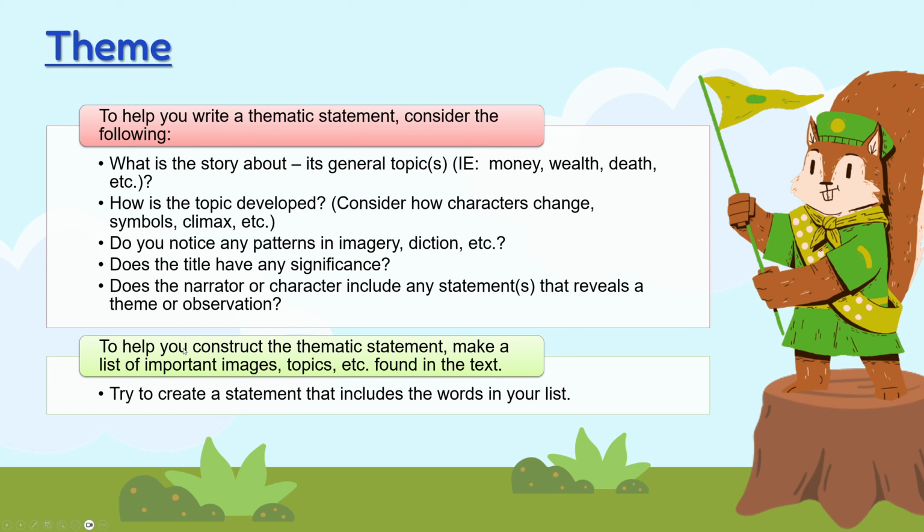To help you construct the thematic statement, make a list of important images, topics, etc. found in the text. Try to create a statement that includes the words in your list. Later, I will try to give you something to do so that you will be able to come up with the thematic statement that really helps you. Because the thematic statement is what you can include in your narrative writing to make it better.